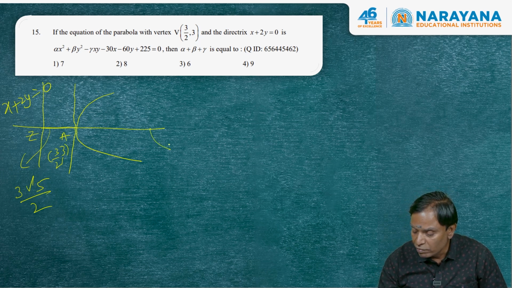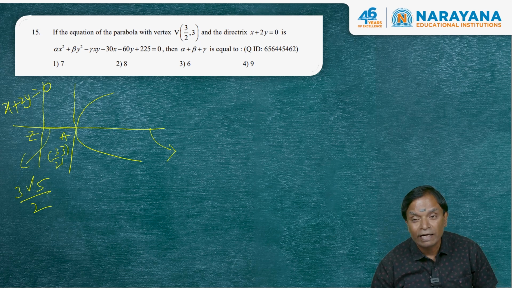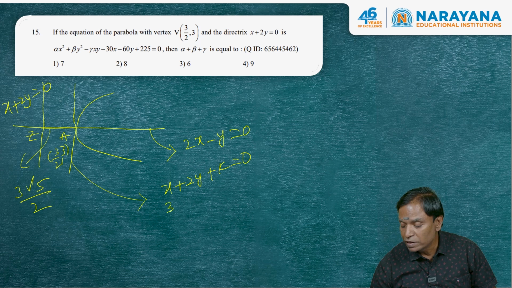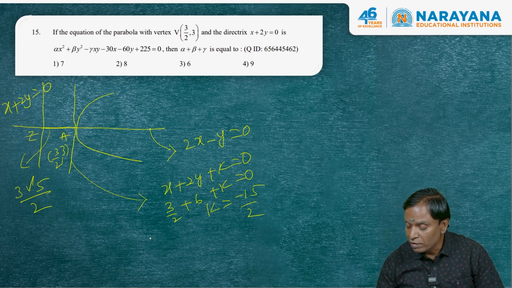Now you can get the equation of the axis of the parabola. Equation of the axis is perpendicular to the directrix and passing through the vertex, which gives you 2x minus y is equal to 0. Now you can get the equation of the tangent at vertex, which is x plus 2y plus k is equal to 0. It passes through (3 by 2, 3), which gives 3 by 2 plus 6 plus k is equal to 0, which implies k is equal to minus 15 by 2. So your equation of the tangent at vertex will be x plus 2y minus 15 by 2 is equal to 0.